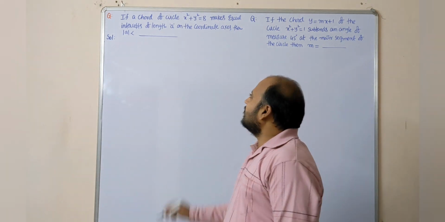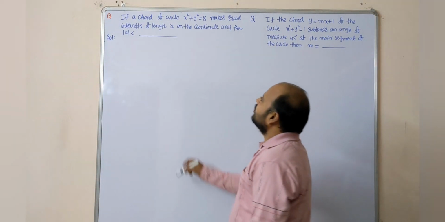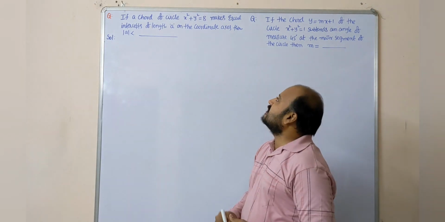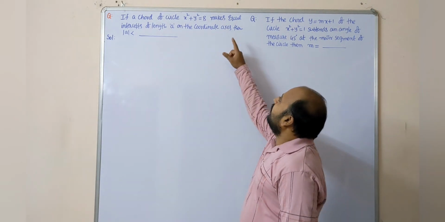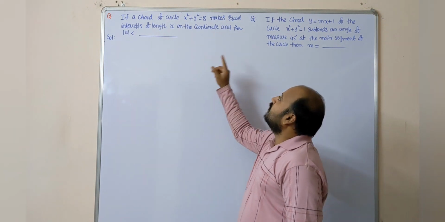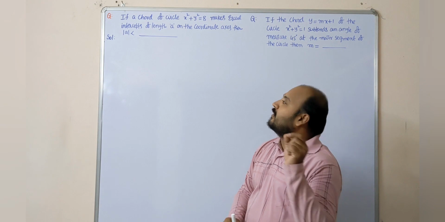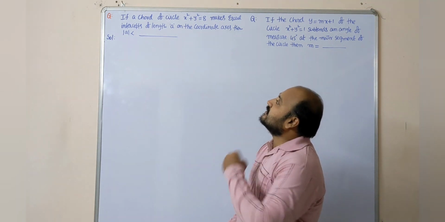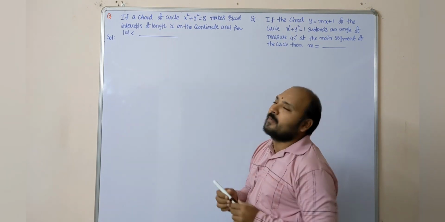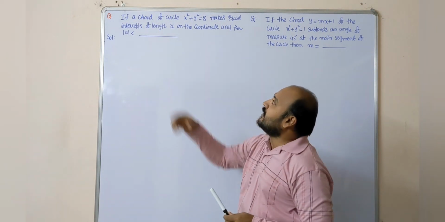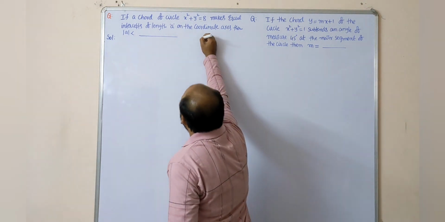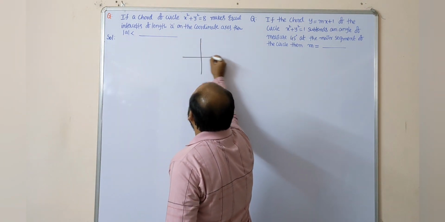Yes, the next question. These two are also integer type questions. If a chord of the circle x square plus y square equal to 8 makes equal intercepts of length a on the coordinate axes, then mod a is less than what? So how to get this value? Only the circle information is given. A chord is mentioned that makes equal intercepts. See here, a figure is very much required to understand the question.